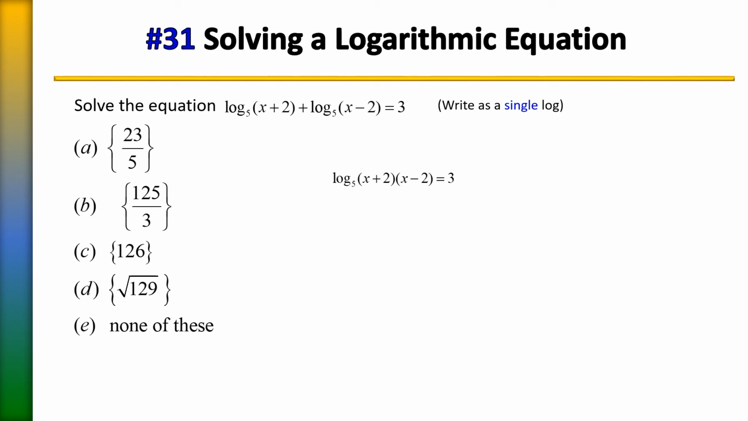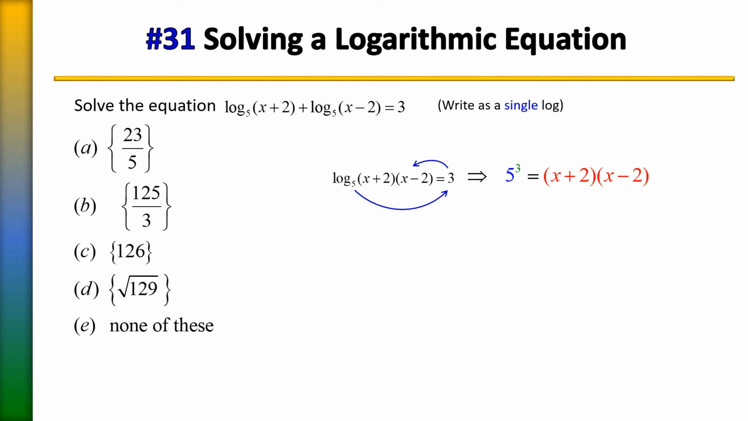Recall the snail-like circular pattern, counterclockwise, starting with the base: 5 raised to the third power equals the binomials x plus 2 times x minus 2. And that is nothing more than a difference of squares. We can write that in short form as x squared minus 4.